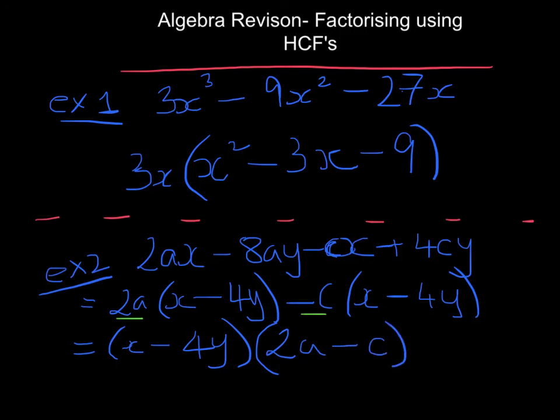And you can check it. If I actually had 2a times this whole bracket, that's what I had as my original term, and minus c times this whole bracket, that's what I had as the second part here. I can go backwards and check if it works, and then you expand it further, and I'll be left with this.